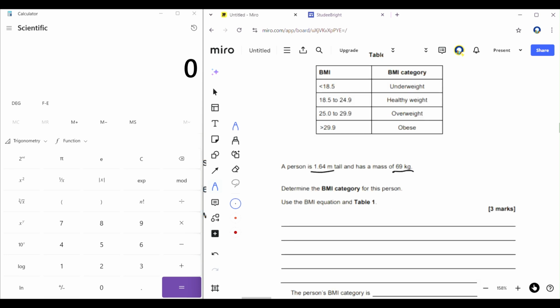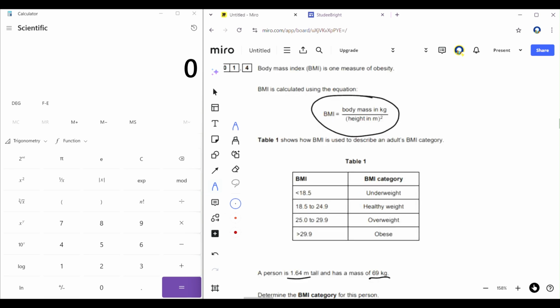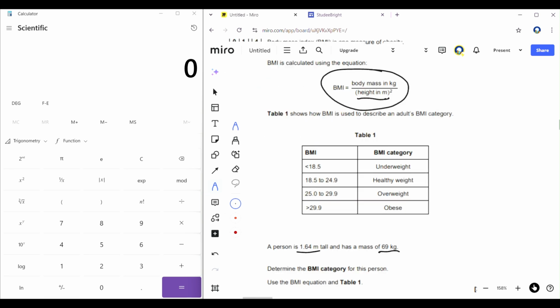And then let's have a look. Determine the BMI category for this person. Use the BMI equation and table 1. So we have to use this equation here, and we are given everything. So we are given the height in meters, which is 1.64, and we are given the body mass in kg, which is 69. So all we have to do is substitute this.